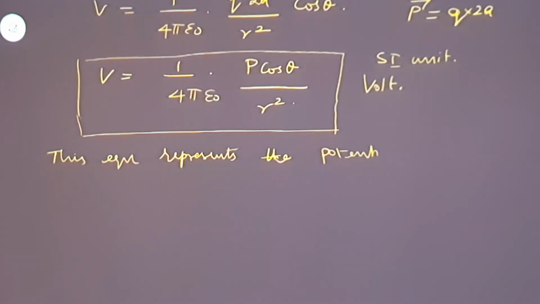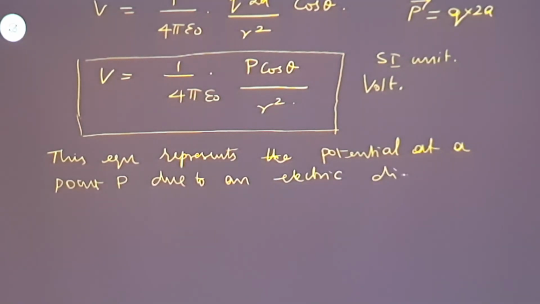Okay, the potential at a point P due to an electric dipole. So the final equation that you are able to get is potential V is equal to 1 divided by 4 pi epsilon 0 into P cos theta divided by R square.